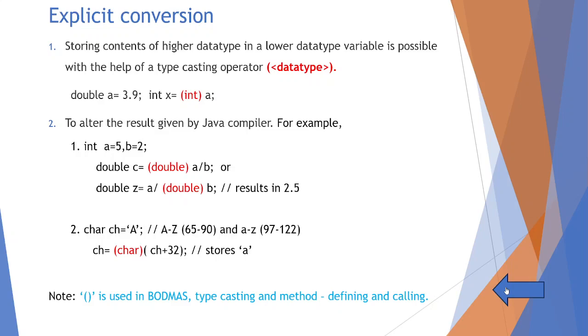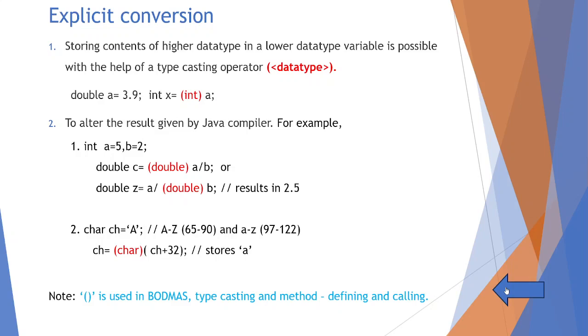I want only 3, that is the integer part. So double is a bigger data type, 8 bytes, but we want to convert into integer, 4 bytes. So what I say is, int x is equal to, before A, parentheses int. That means I want only the integer part. This is explicit conversion, the typecasting operator. So this will store only the integer part from A, that is double 3.9, integer part is 3.